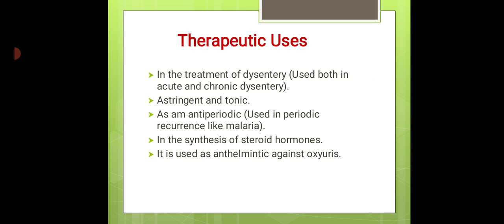Then therapeutic uses of Holarrhena. It is used in the treatment of dysentery. It is used as an astringent and tonic. It is used as an antiperiodic, that means it is used in periodic recurrence like malaria. And it is used in the synthesis of steroid hormones. And it is also used as an anthelmintic against Oxyuris. Okay, so the next point we will see in the next lecture.